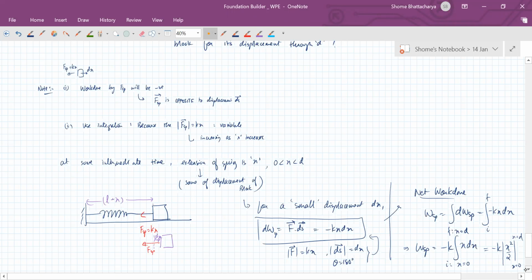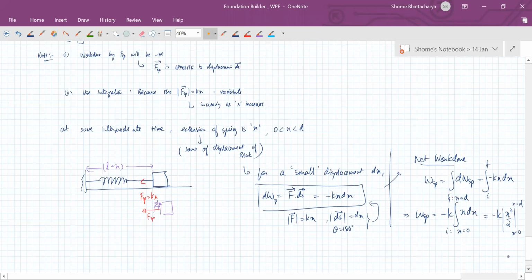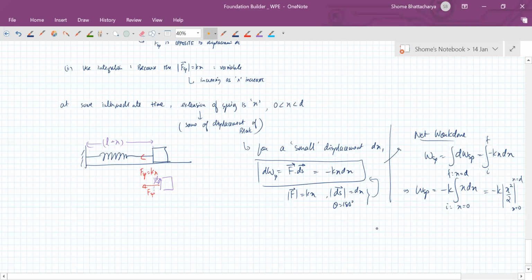Okay, so let's just go ahead and complete this calculation. Now everything is done. So work done by the spring, next step, is coming out to be minus half kd square. So we'll just substitute the values. Now k was given to us as 100 Newton per centimeter. So we'll convert this to SI unit. Okay, so it will become 10 raised to the power 4 in SI unit.